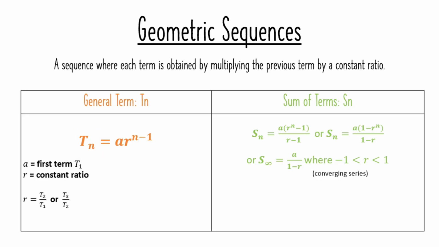Now, the sum of the first n terms can be calculated using the following formula. a multiplied by r to the power of n minus 1 over r minus 1, or a multiplied by 1 minus r to the power of n divided by 1 minus r. And in this case, r must be less than 1. If the absolute value of r is less than 1, then this series will converge and the sum of all terms can be expressed as a over 1 minus r.